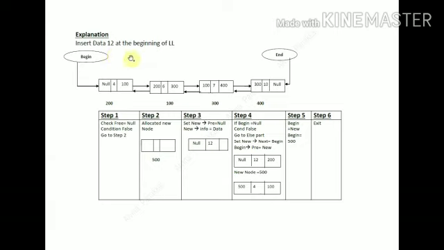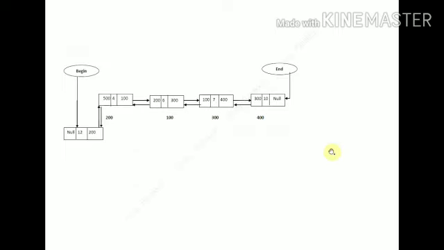Okay, now we can see this is the end result. That is, begin equal to begin, null 12 200. Then this is getting connected to this.